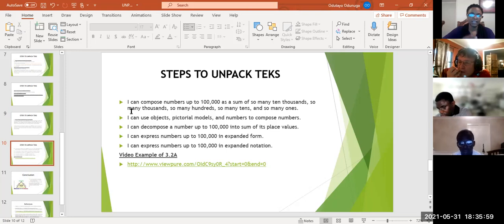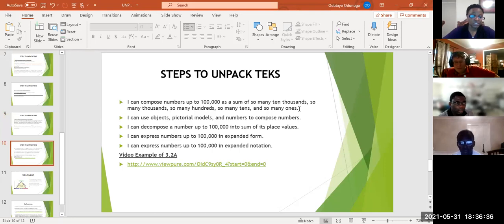For these TEKS that I've chosen, this is the common student expectation. The first one, remember our verb says we should compose and decompose. So your goal for the first day that you're going to teach your students is to let them understand that they can compose numbers up to 100,000 as a sum of so many 10,000s, so many thousands, so many hundreds, so many tens, and so many ones. This can be a day goal in your math class.